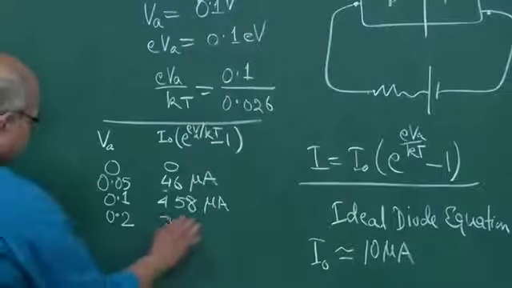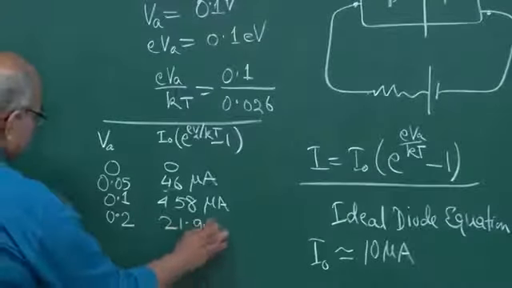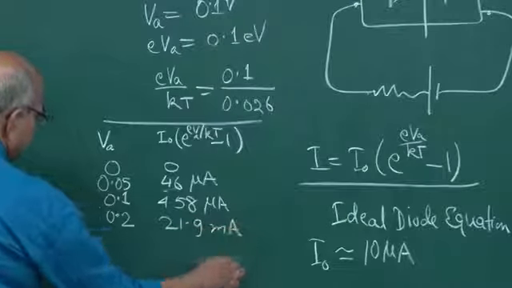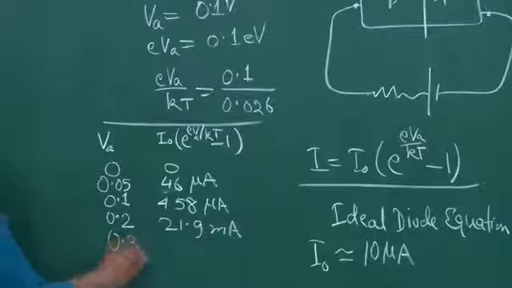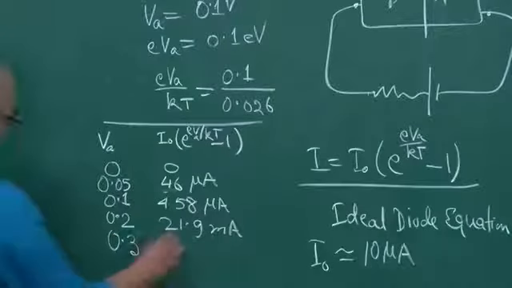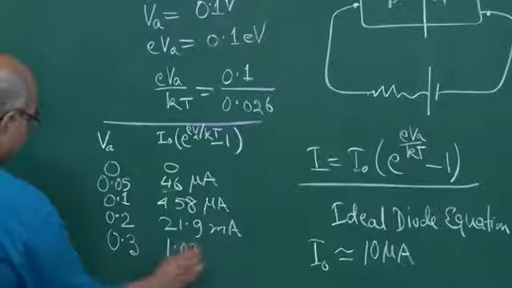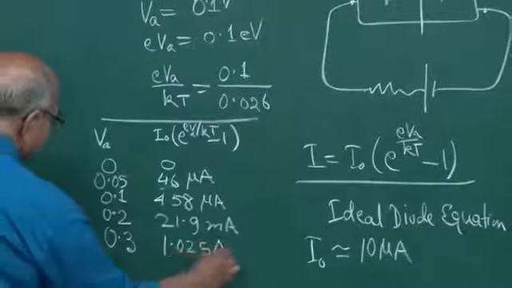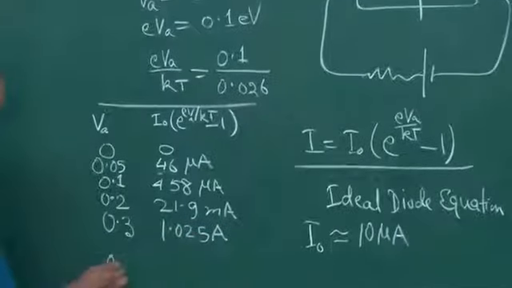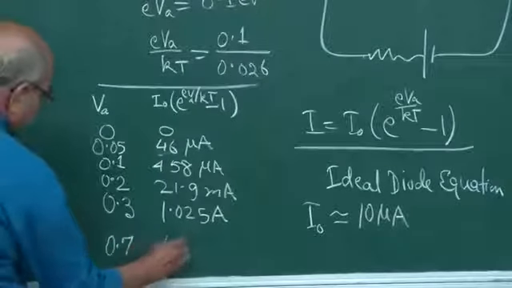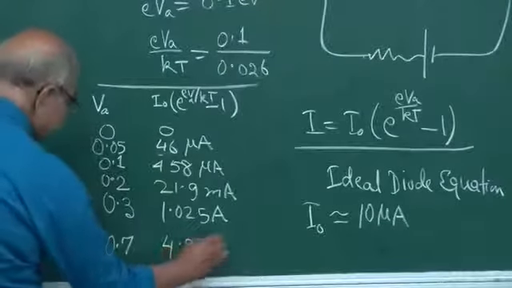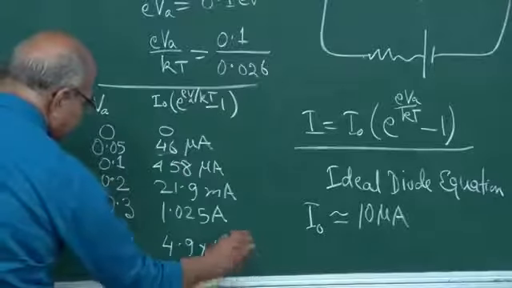And if you take 0.2, the applied voltage being 0.2, this is 21.9 milliamperes. And if you take 0.3, this number is 1.025 amperes. And if you take this as 0.7, then you have 4.9 into 10 to the power 6 ampere.